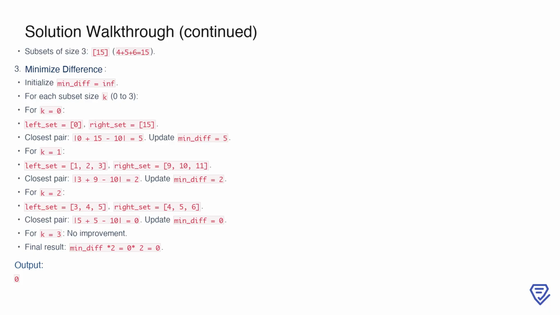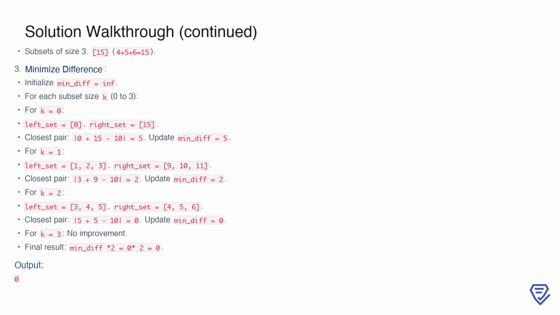For k equals 1, subsets of size 1 are compared, left_set equals [1, 2, 3], and right_set equals [9, 10, 11]. The closest pair results in |3 + 9 - 10| equals 2, updating min_diff to 2.